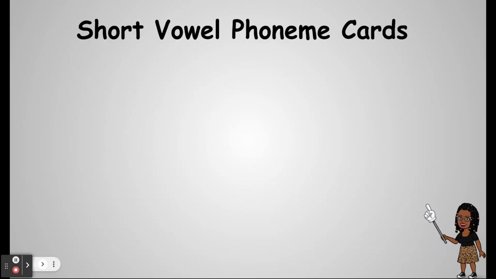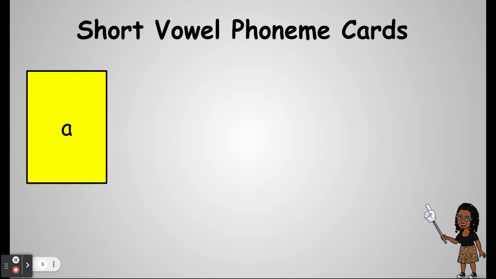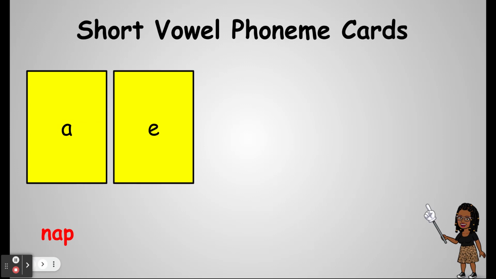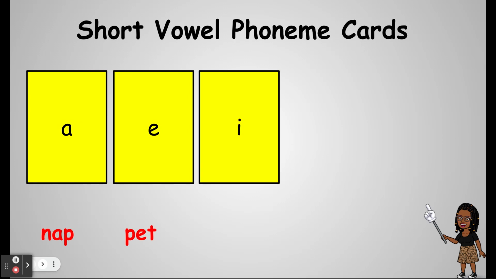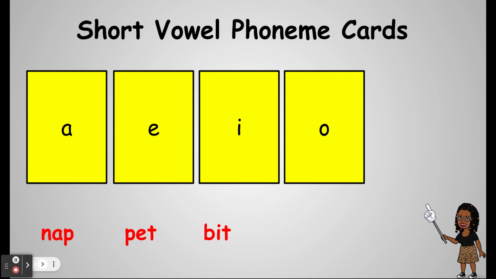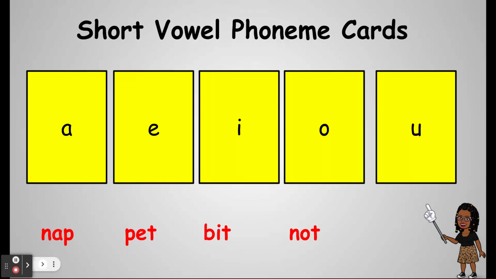Let's review our short vowels. A spells a as in nap. E spells e as in pet. I spells i as in bit. O spells ah as in not. U spells uh as in cut. Excellent job reviewing our short vowel sounds.